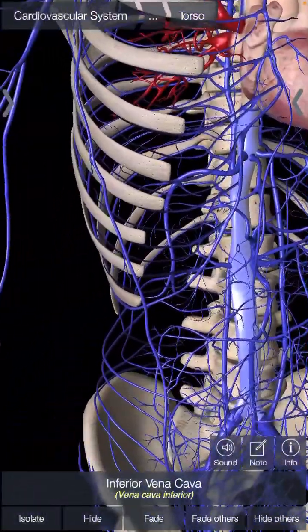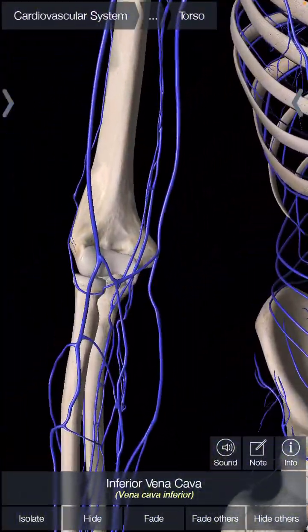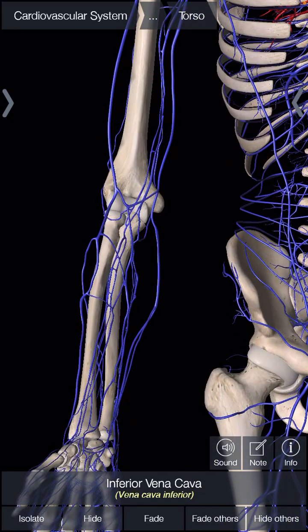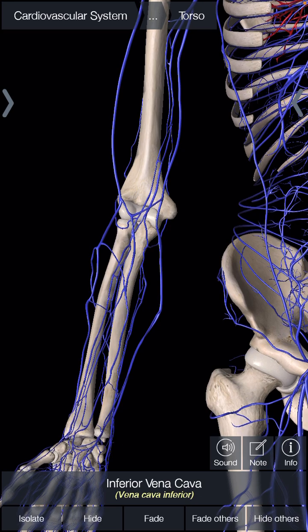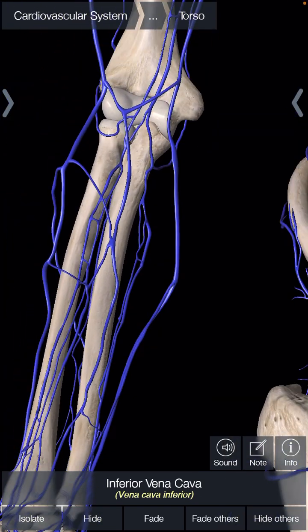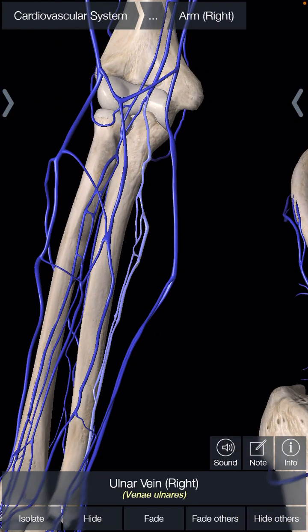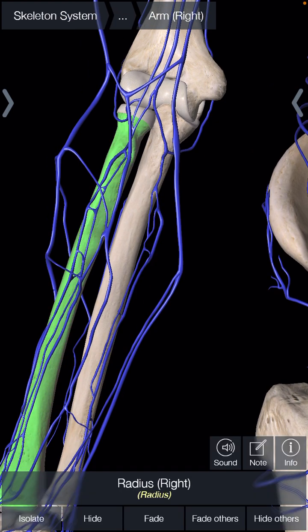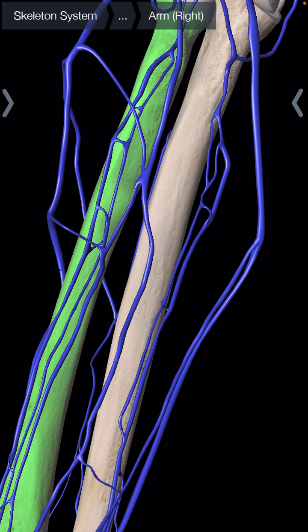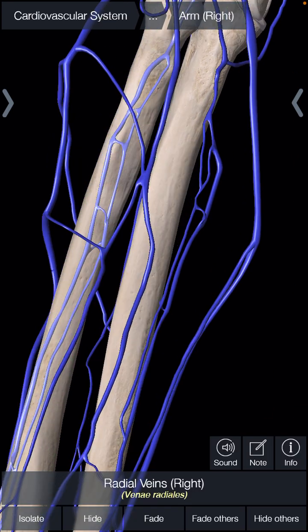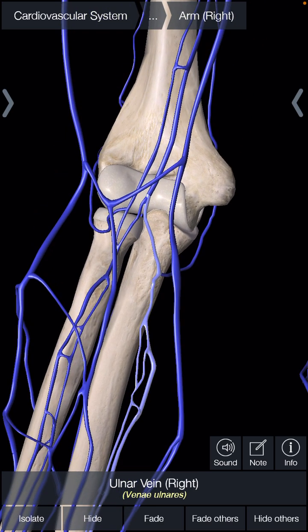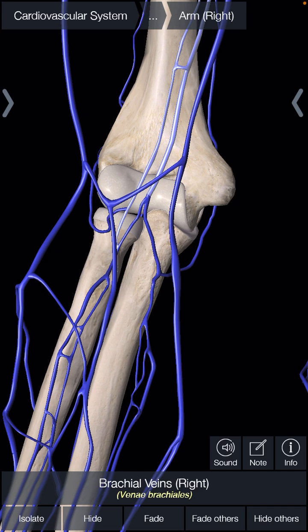We'll now move over to the upper extremity. This is a little bit more complicated only because there's an additional vessel that you need to know beyond what is in the arterial system. So here, we have our ulnar vein that is on the medial side, just like with the arteries. And then just superficial to the radius, we have the radial veins. The radial vein and the ulnar vein will then come together to form the brachial vein.